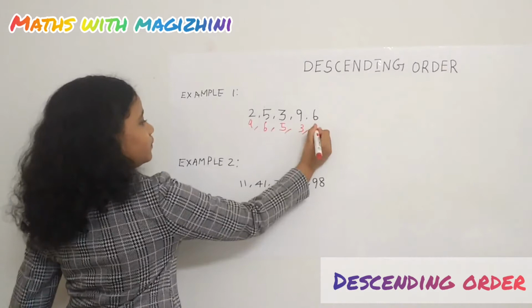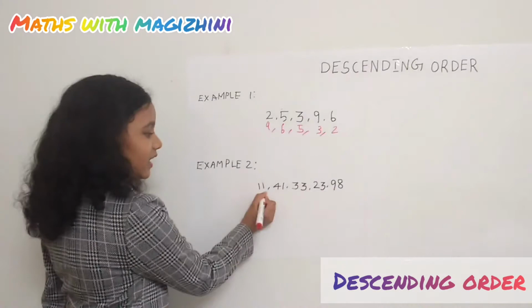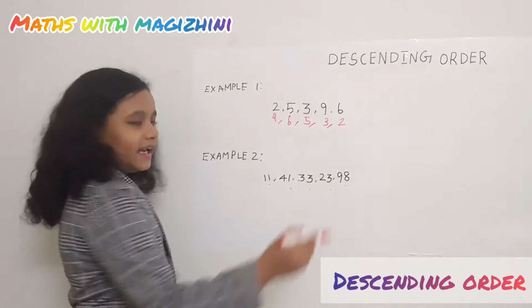Example 2. Look at these double digit numbers. Arrange them in descending order. 11, 41, 33, 23, and 98. And now let's arrange these numbers in descending order.